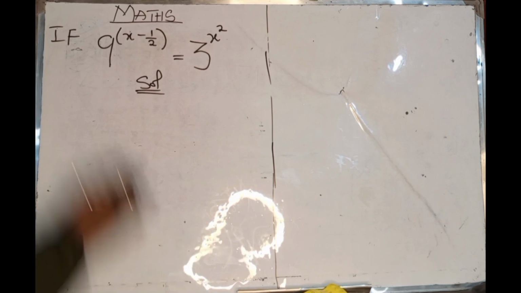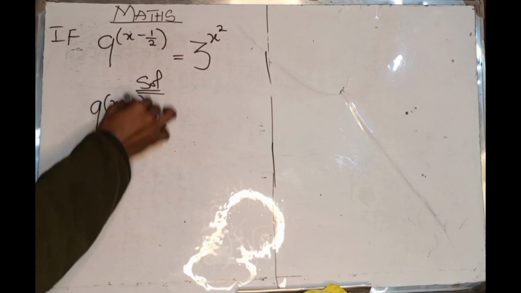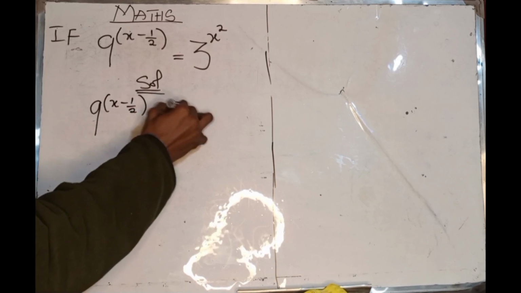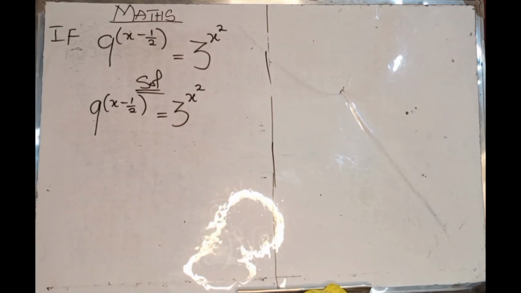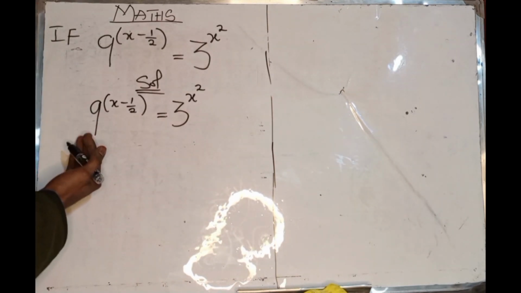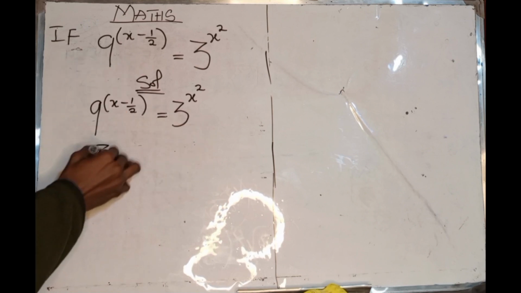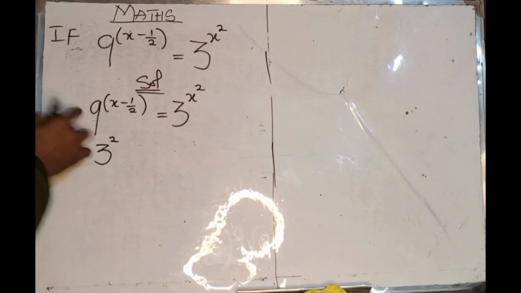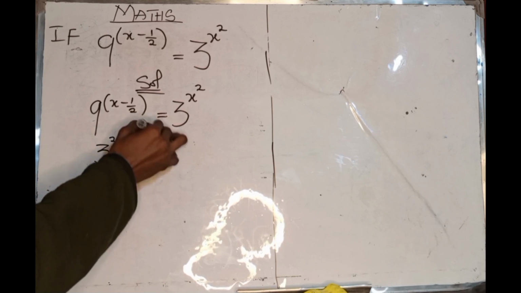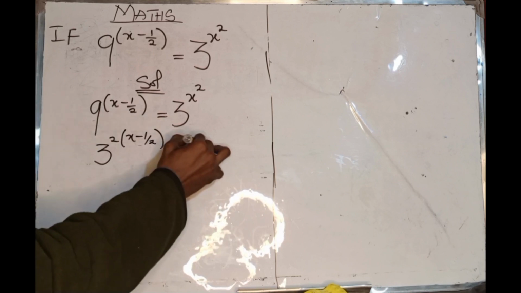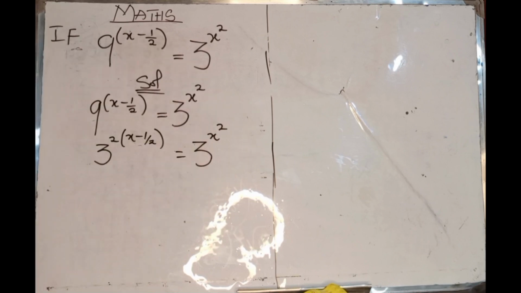Okay, what next now? We have here 9 raised to the power of (x minus 1) divided by 2 equates 3 raised to the power of x squared. Now I can simplify this 9 to have the same base. In index form, this can be written as 3 raised to the power of 2, which is 9, then all in bracket (x minus 1) divided by 2, which is equal to 3 raised to the power of x squared, in this form.